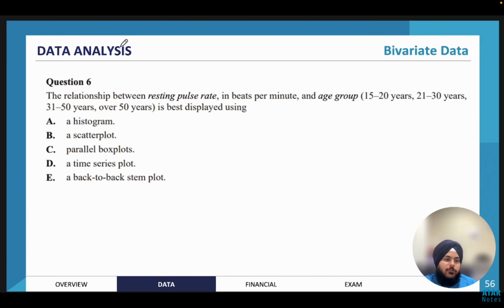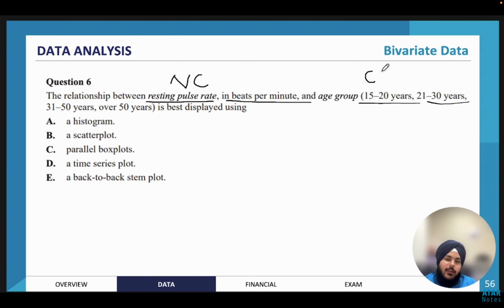Just a quick example here. The relationship between resting pulse rate per minute and age group is best displayed using. So first of all, we have a resting pulse rate in beats per minute. What type of variable is this? We have a numerical variable because we're measuring a quantity, and because the beats per minute is something that we're measuring, not counting, it would be continuous. And then age group. Age would usually be a numerical variable, but in this case, since we're recording the age group, it's actually going to be a categorical variable, because we're not really recording any measurements particularly.